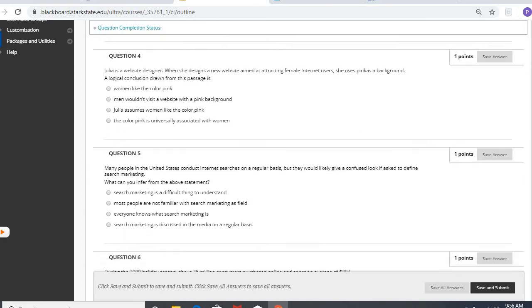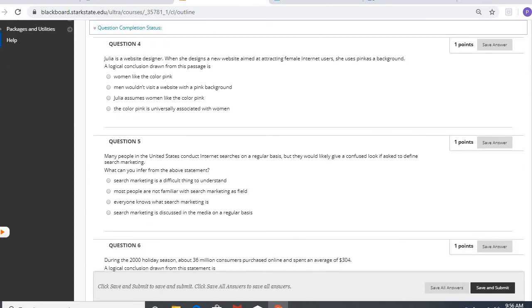All right, question 4. Julia is a website designer. When she designs a new website aimed at attracting female internet users, she uses pink as a background. A logical conclusion drawn from this passage is, some people might say women like the color pink, but we can't prove that. We can prove, though, that apparently Julia assumes women like the color pink. If she's using pink as a background, Julia then has the assumption that women appreciate and like pink as a color.